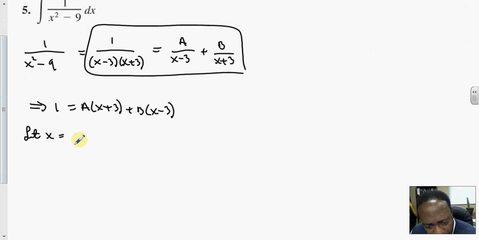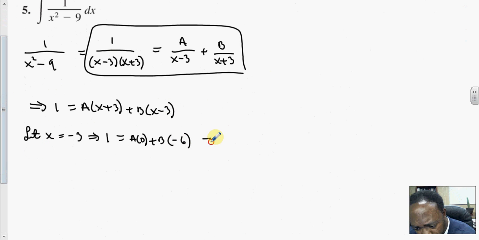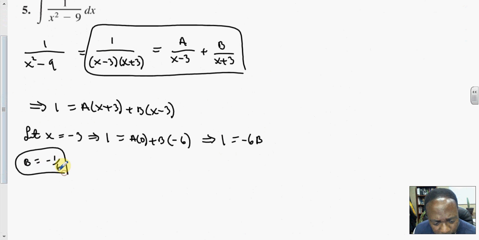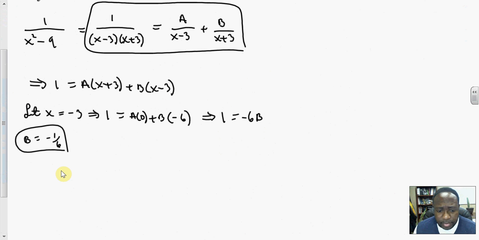So here, let x equal negative 3. This implies that we have 1 from the left side is equal to A times 0 plus B times negative 3 minus 3, which is negative 6. So this implies that 1 is equal to negative 6B. B is equal to negative 1/6. So we need that.